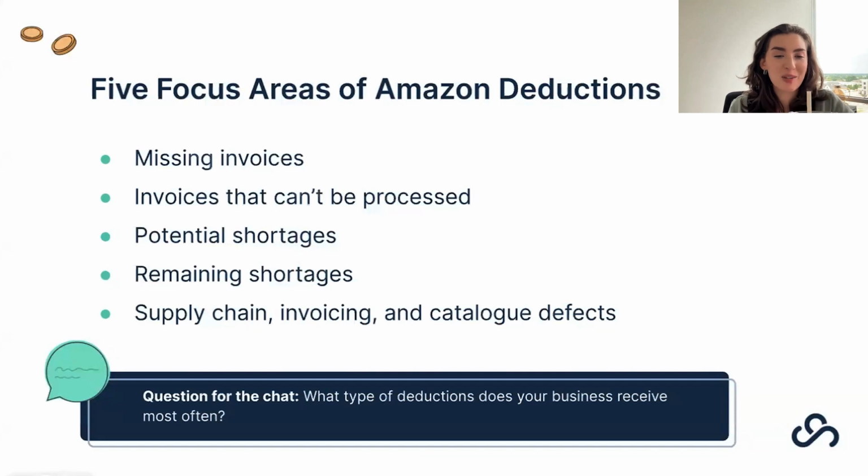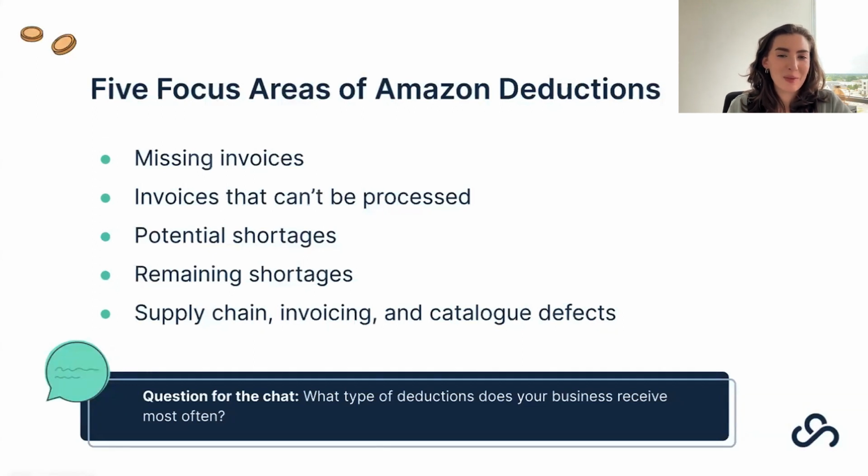But first, we've got this question for the chat. What type of deductions does your business receive most often? Is it the missing invoices? Is it invoices that can't be processed? Is it shortages, whether those are potential or remaining? Or is it defects that happen in the supply chain, invoicing, or the catalog? As we go through, we'll focus on all of these actually. But the one we see the most, and I wonder if anyone's mentioned it in the chat.